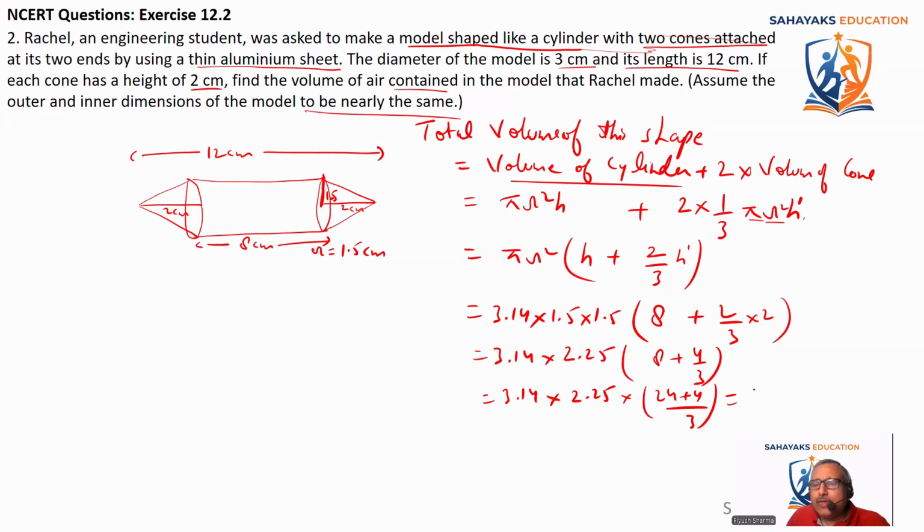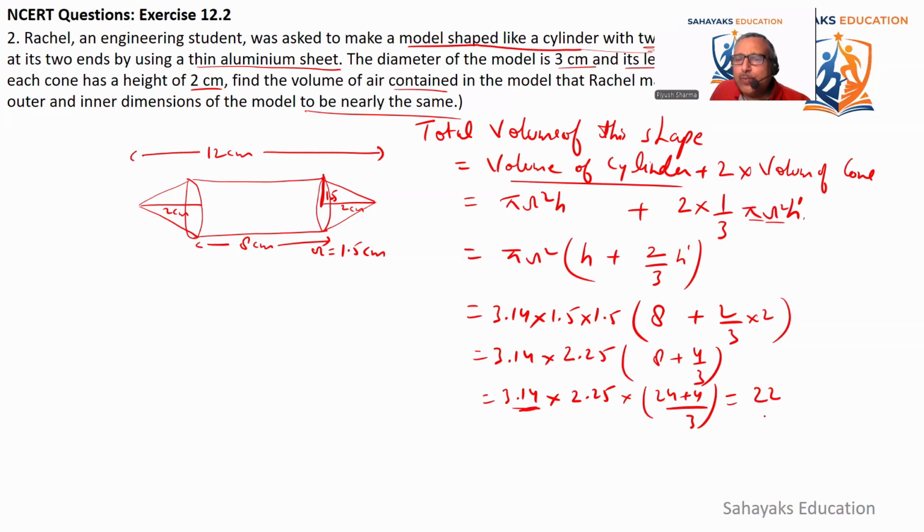So instead of 3.14, I'll just take it as 22 by 7. So this value comes out to be 22 by 7 multiplied by 2.25 multiplied by 28 by 3. Okay, that's why I have taken it as 7, because it will cut. 7 4s are 28. So simple. Now 3 7s are 21 and 3 5s are 15. Wow.